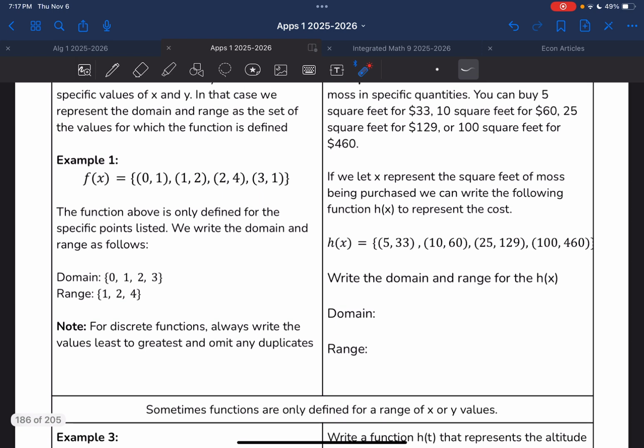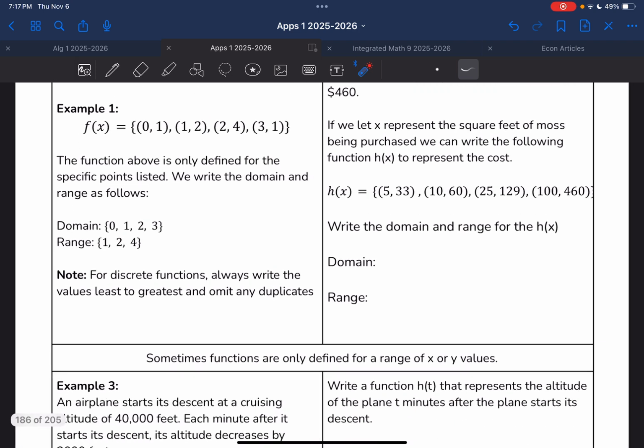So if you look at example 1, we have this function where the function doesn't have an equation, it's just a set of points. We just know if you input 0, you output 1, input 1, output 2, and so forth. And so for something like this, your domain and your range are not going to be an interval. They're not going to be an inequality. They're just a set of values. So here the domain is just defined for that specific set of points.